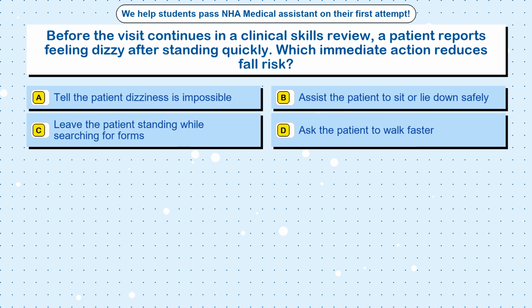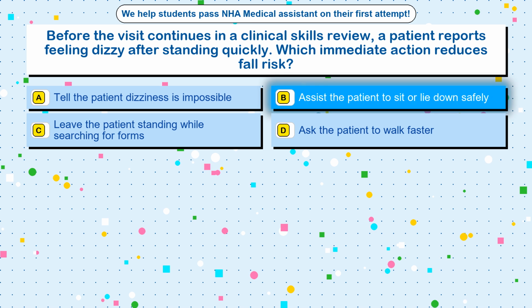Question 96. Before the visit continues in a clinical skills review, a patient reports feeling dizzy after standing quickly. Which immediate action reduces fall risk? Option A, tell the patient dizziness is impossible. Option B, assist the patient to sit or lie down safely. Option C, leave the patient standing while searching for forms. Option D, ask the patient to walk faster. The correct answer is option B, assist the patient to sit or lie down safely.